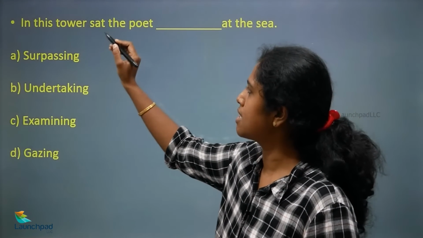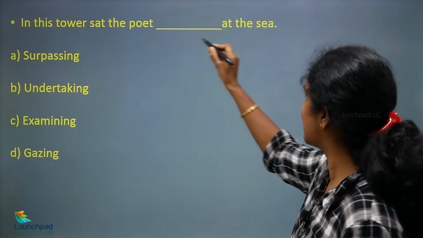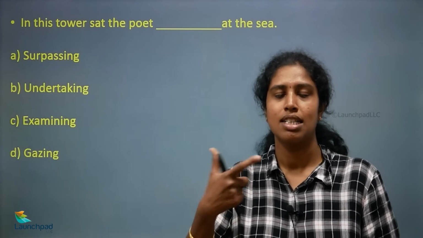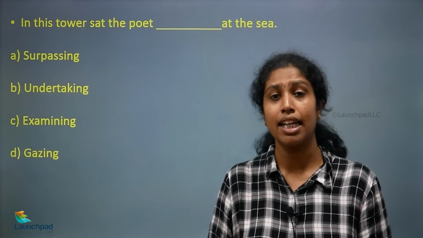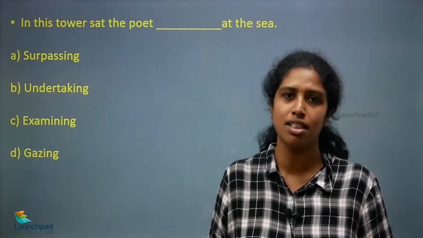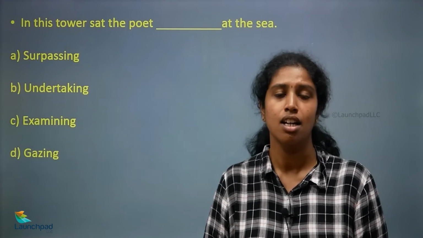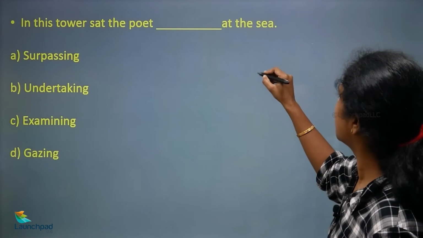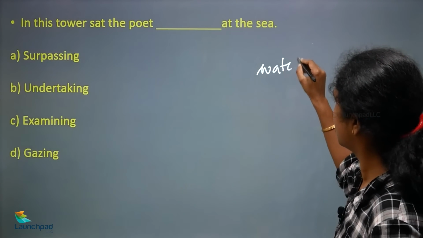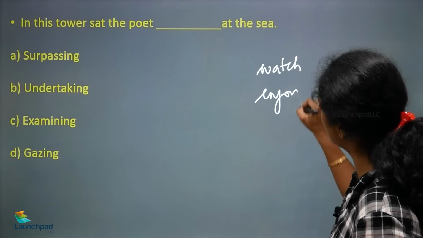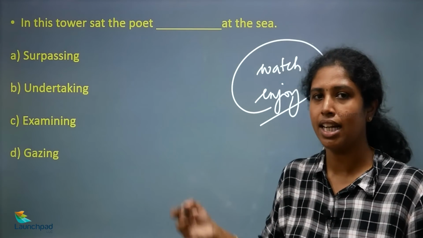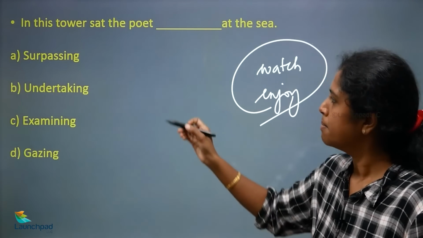In this tower sat the poet dash at the sea. What can the person do sitting in the tower? He can look at the sea, he can enjoy the sea, he can watch the sea, right? So these are the things that he can do. So that is the idea. Maybe he can watch, he can enjoy. These are the words that come to my mind. Now with that suggestion, I'm going to move on to the options.